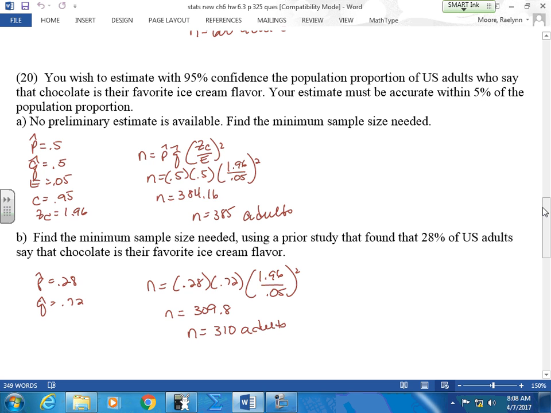Okay. Another one, same thing. You have it within 5%. This is a pretty high margin of error. Within 5%, when you start, there's no preliminary estimate. You're 0.5, 0.5. Now look at the difference in here. You're a little bit less than this. 385 to 310, a little bit different. Okay. Can we all do this?